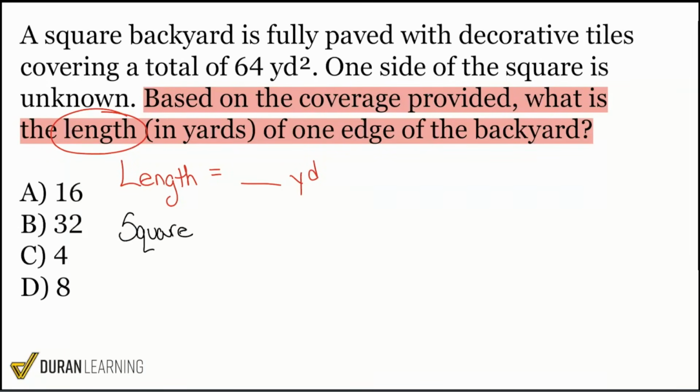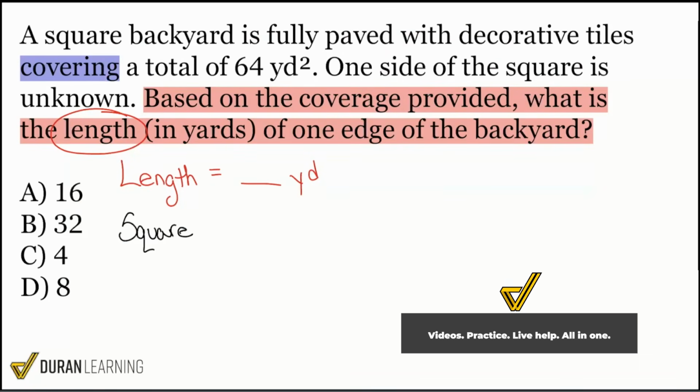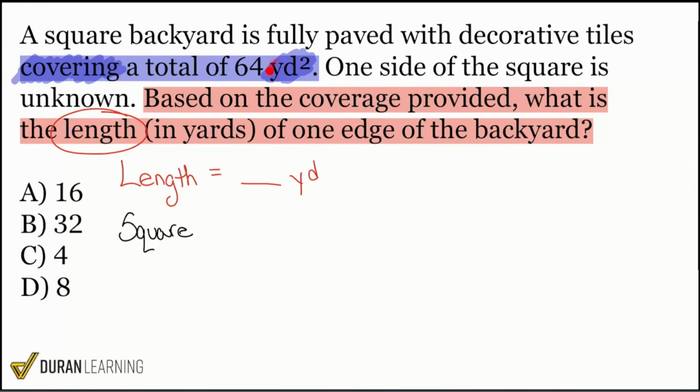So let me go ahead and highlight this for us here. Let me use blue. So it says, the square backyard is fully paved with decorative tiles, starting right here, covering a total of 64 square yards. Square yards, covering. We're talking about space here, aren't we, everybody? Can we confirm that? Did I not say earlier that when the units are square, that is area? So remember, everybody, those little details are very important. Notice I didn't give you area or perimeter specifically.